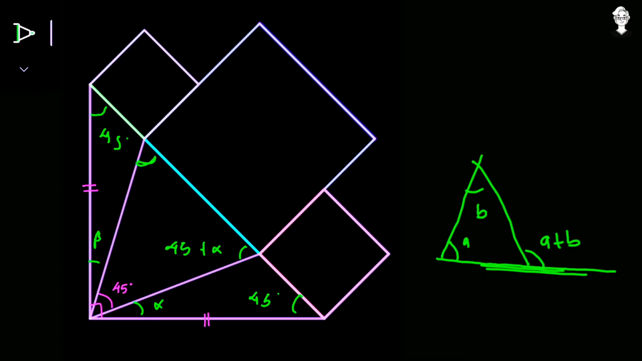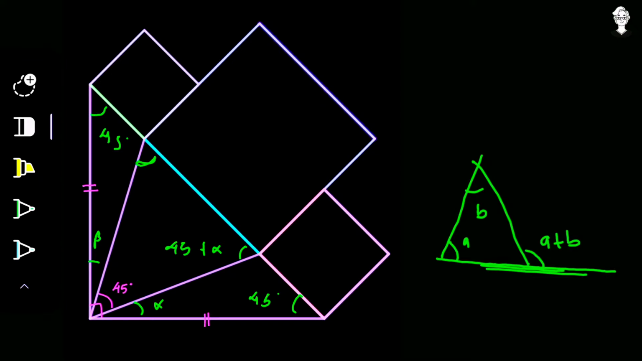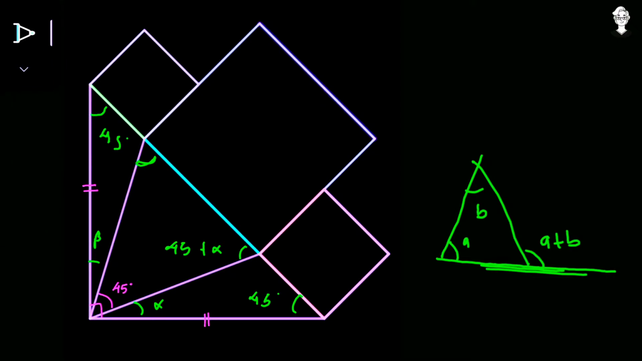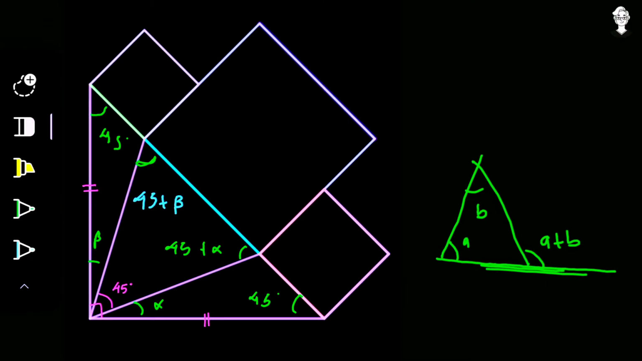Now what about this angle? This is the exterior angle for this particular triangle. The two of its opposite angles are 45 and beta, so it ultimately forms 45 plus beta. Writing it clearly, so it's better to see. Let the color be changed. So this is 45 plus beta. Now we have to just utilize this data.